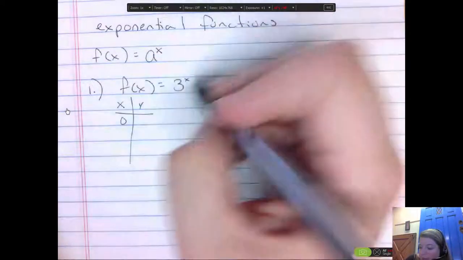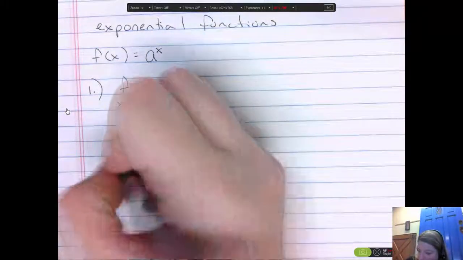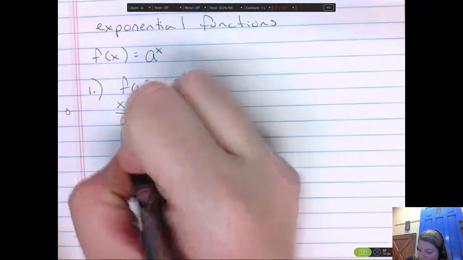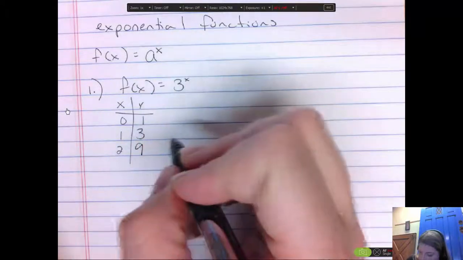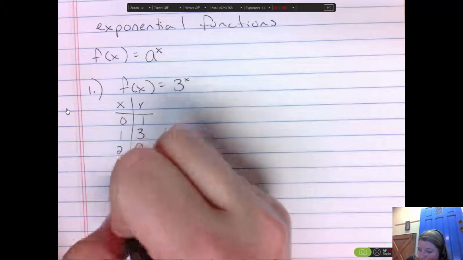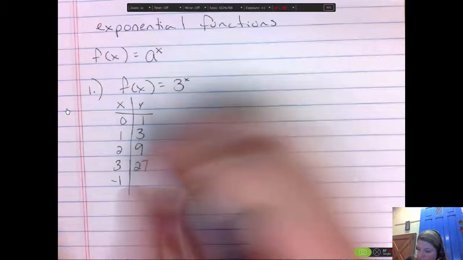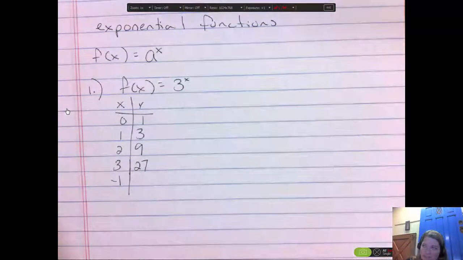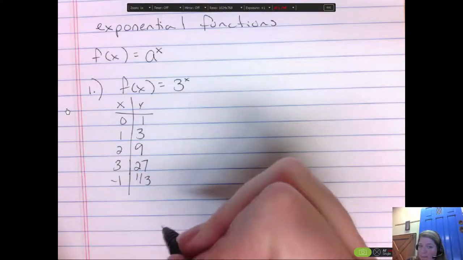So let's put in 0. 3 to the 0. Remember, anything to the 0 is 1. Let's put in 1. 3 to the first power is 3. Let's put in 2. 3 to the second power is 9. And we'll put in 3 and we get out 27. And then let's put in a couple negatives. Let's put in like a -1. Well, 3 to the -1, remember that's like flipping it and it becomes a third. Okay, so when you take something to a negative power, it's going to get really small really fast.